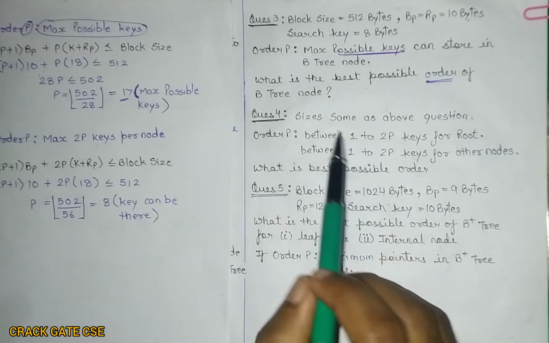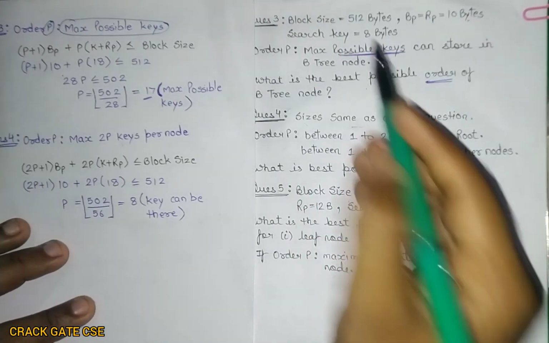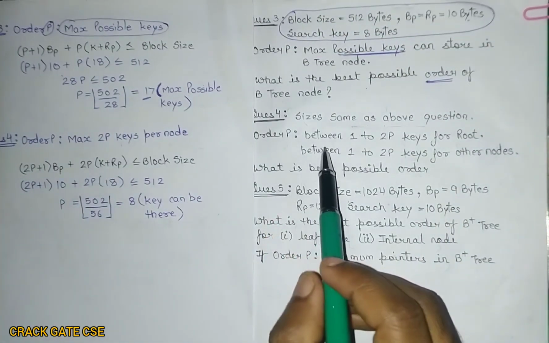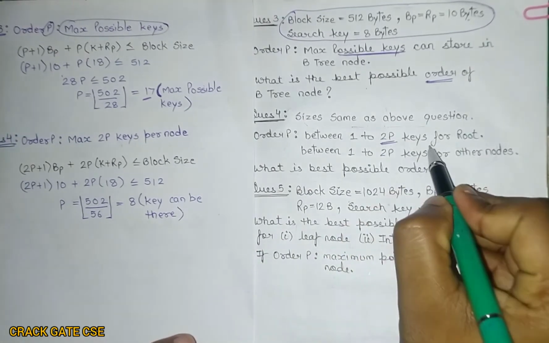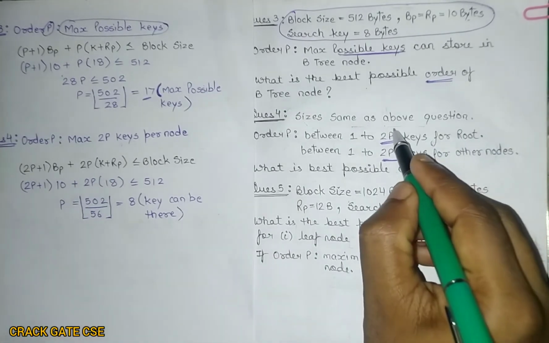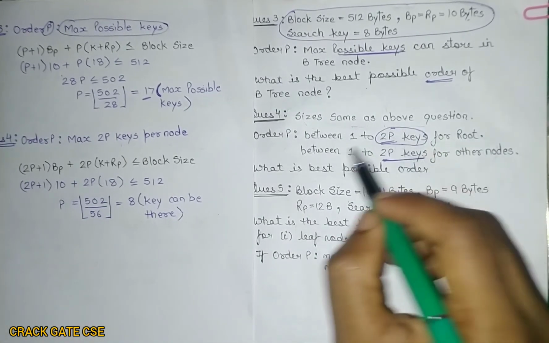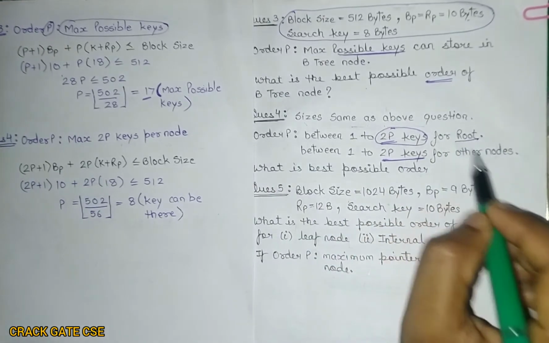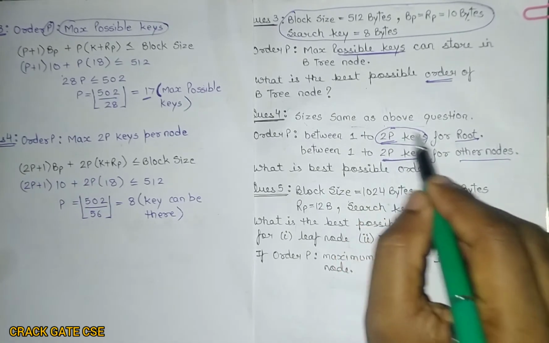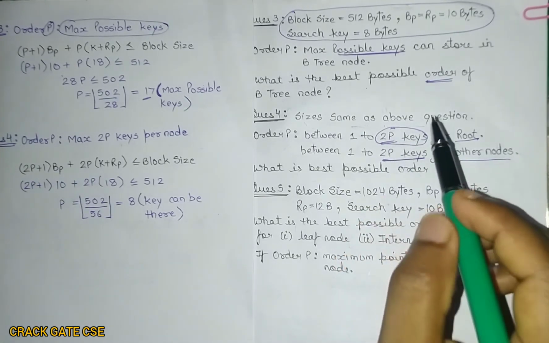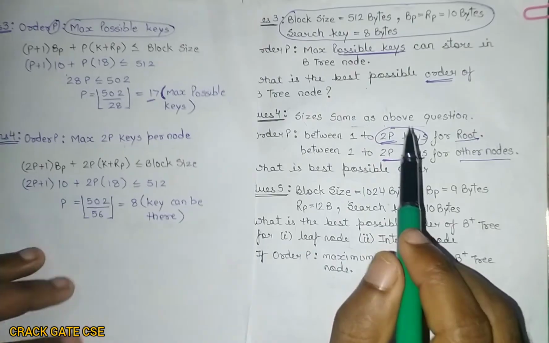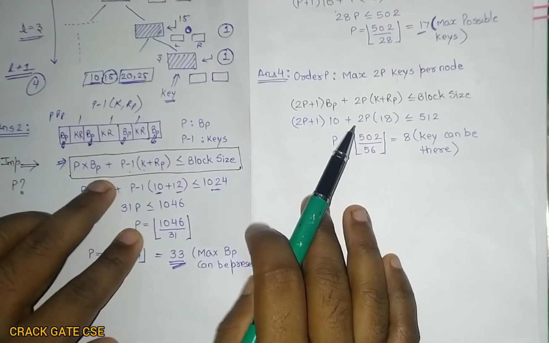Similarly, in the fourth question, the sizes are the same as in the above question, so the given information is the same. Order is given as between 1 to 2p keys for the root and 1 to 2p keys for other nodes. So we have to consider this 2p keys: order is 2p keys for the root node as well as the other nodes. They are giving it in split form, but they are showing the same thing. So what is the best possible order here? Instead of p, you have to consider 2p. So again, let's move on to this particular formula.